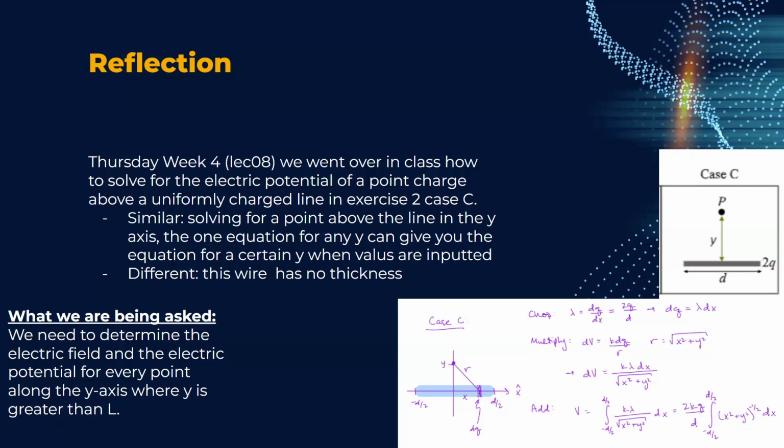Now it is different because in class, the wire had no thickness, and what we're being asked about is a wire that has a thickness of 2L.